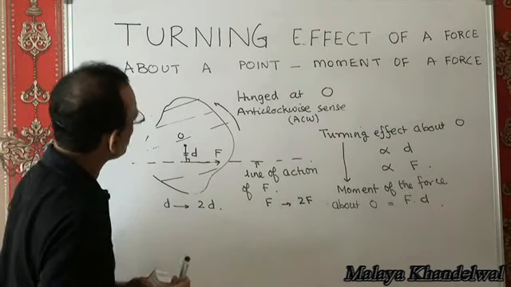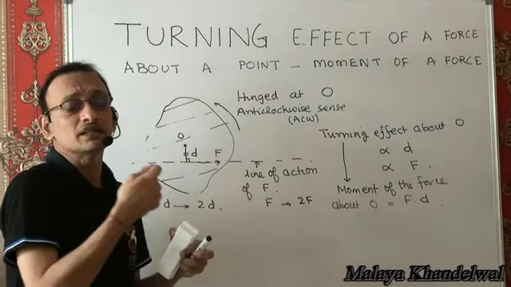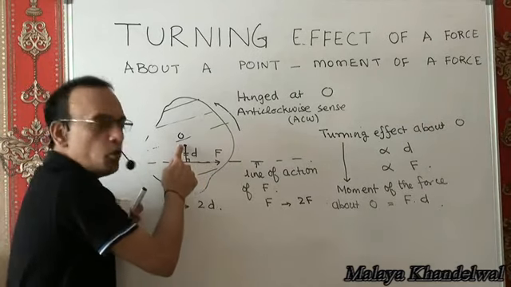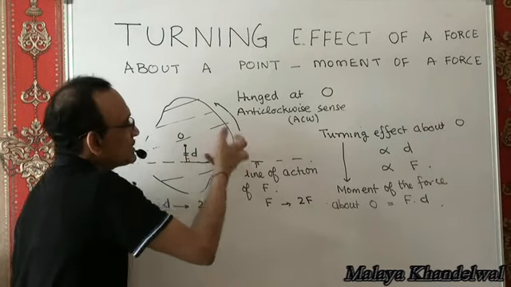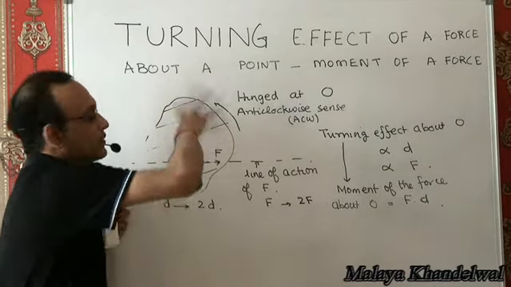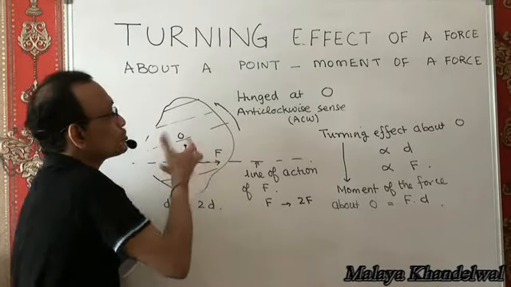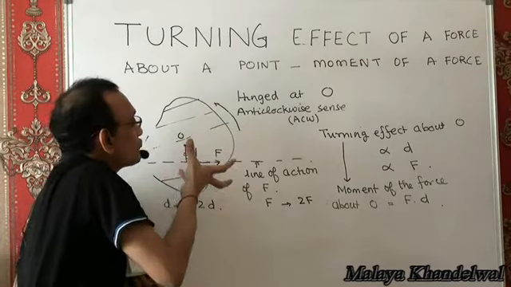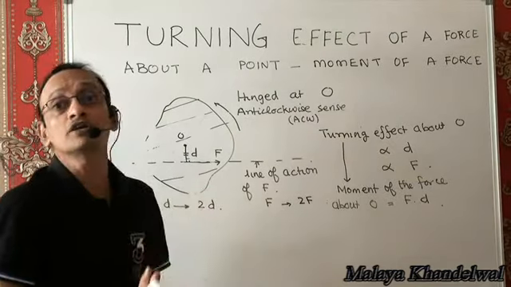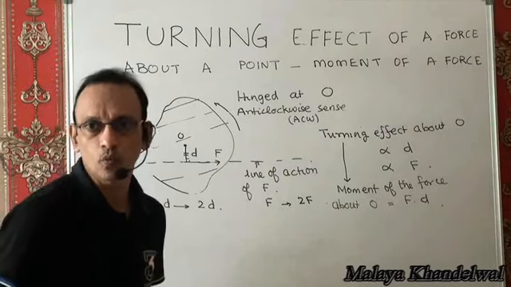Now, from common sense, you can evaluate the sense of the turning effect. In this case, if O was the hinge and if a force was applied like this, would you not expect that this body would rotate anti-clockwise? Right? So the turning effect of F about O for the figure drawn is anti-clockwise and has a magnitude F into D. That's called the moment of the force about O. Yes or no? Right?